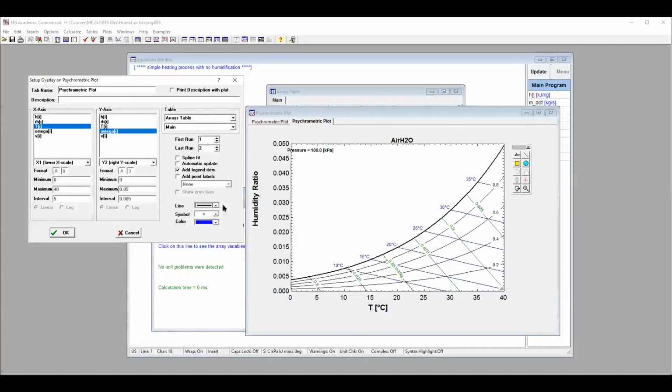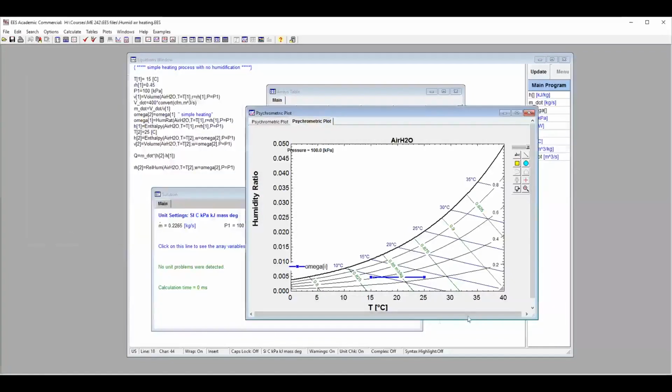Sorry, how do you overlay it? This is the icon here. Okay. So the thick line color, blue color, and I change the symbol to this, and click OK. This is point 1, this is point 2. It shows the process on the psychrometric chart.